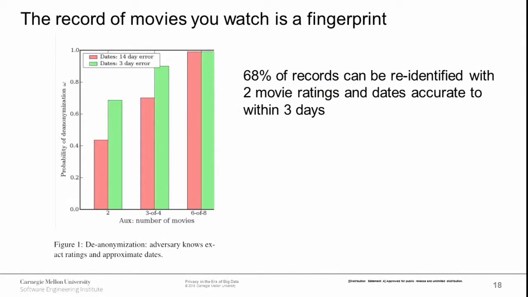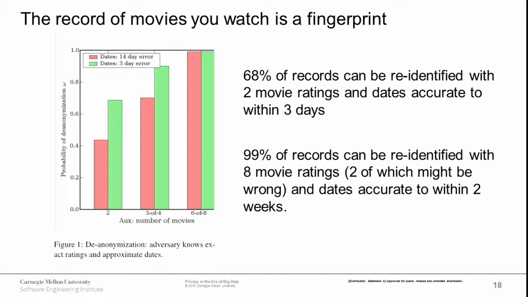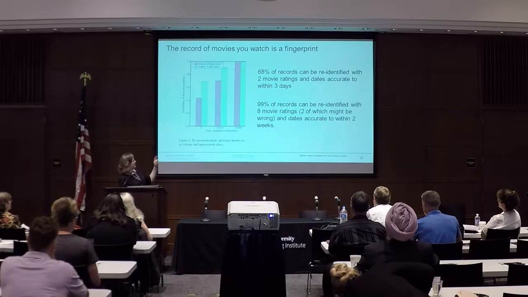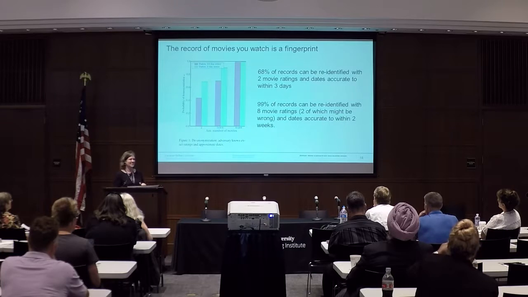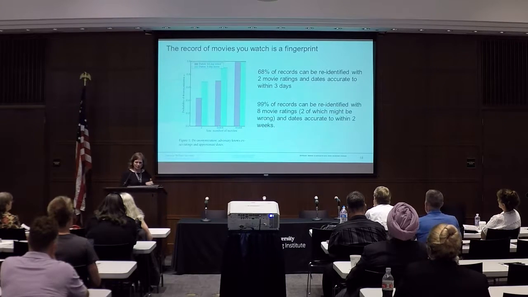And in fact, the record of movies you watch is a fingerprint. And so if they had 2 movie ratings, just 2 movies, and dates accurate to about 3 days, they could get almost 70% of people. But if they had 8, they get almost everybody. And notice 8 ratings, 2 of which might be just wrong. So this is exceptionally easy.